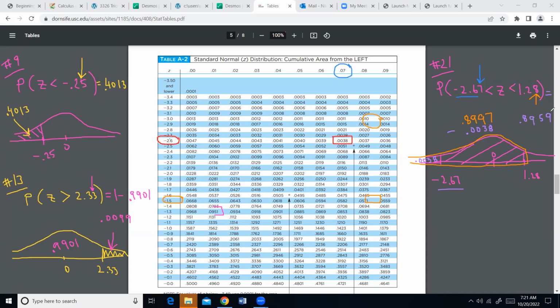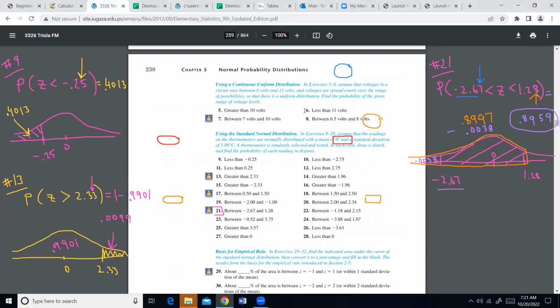So 0.8959 is a difference of these two areas. So it turns out I always take difference of those areas if I need to find in between, because one is always bigger that contains the smaller, so I have to cut out that little small area. So I hope you are getting used to this. So I'd like to do one problem and then have you try one.